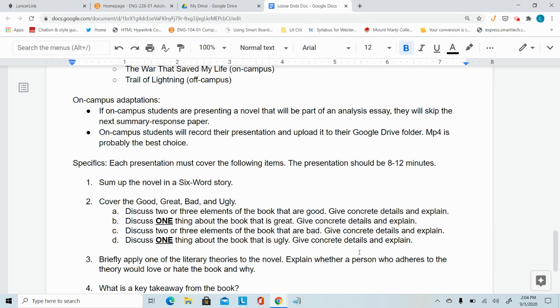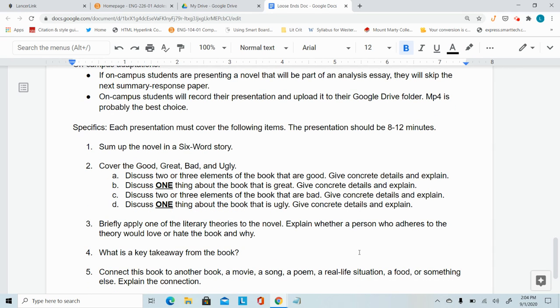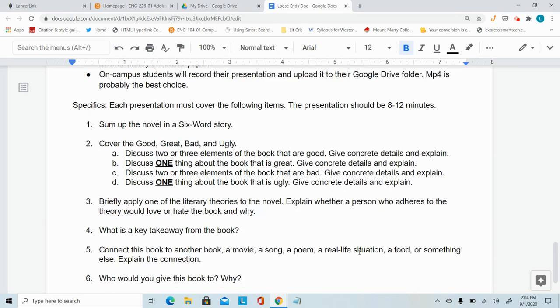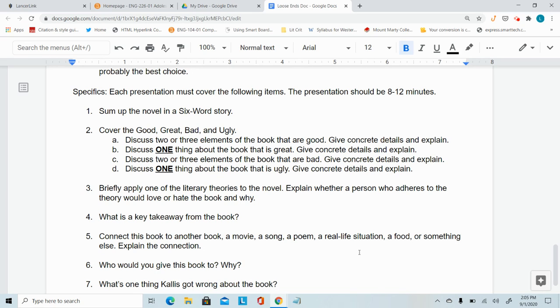Presentation is going to follow the following items. It should be about 8 to 12 minutes. First, sum up the novel in a 6-word story. If you have questions about what a 6-word story is, please get a hold of me. But basically, it's exactly what it says. It is a story, 6 words max, 6 words minimum, 6 words only. It is a 6-word story.